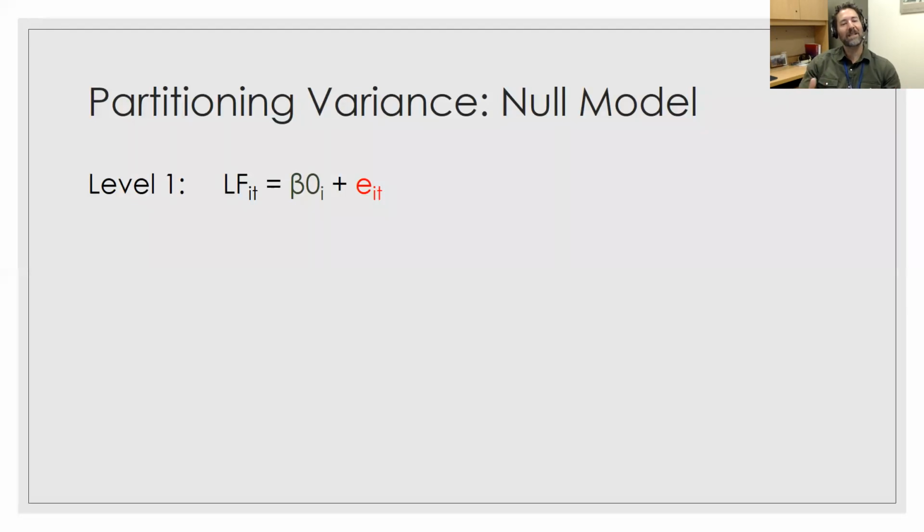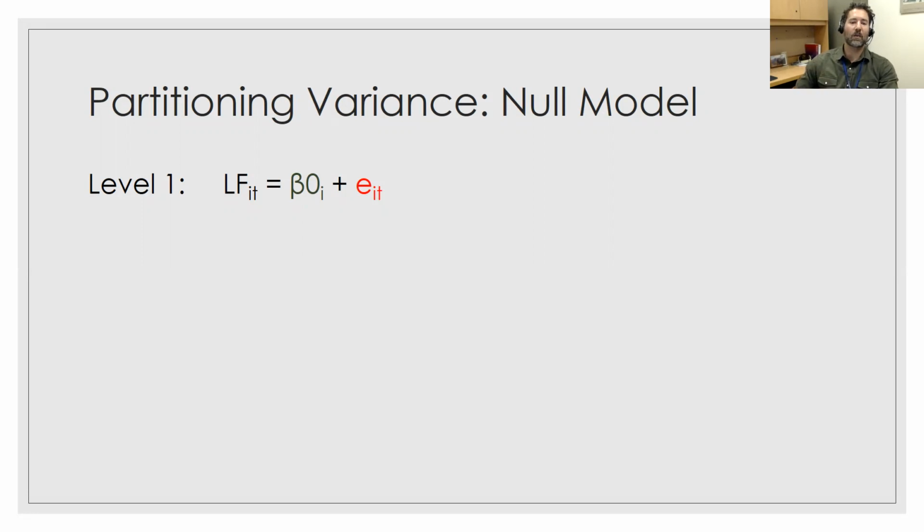When we begin modeling multi-level data, you start out with a null model. The reason for this is to partition the variance in your outcome variable. That is, you want to ascertain how much variance in your outcome is due to differences between your clusters versus differences within your clusters. In this case, our clusters are individuals. In other words, we want to know how much variance in these LF readings is due to between-person differences versus within-person variability.